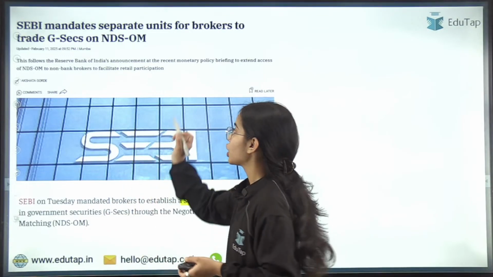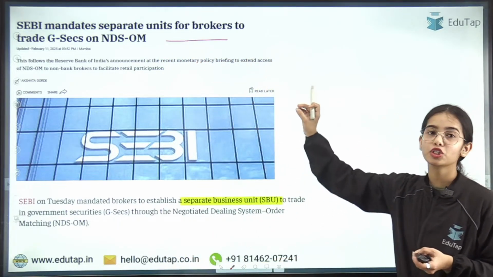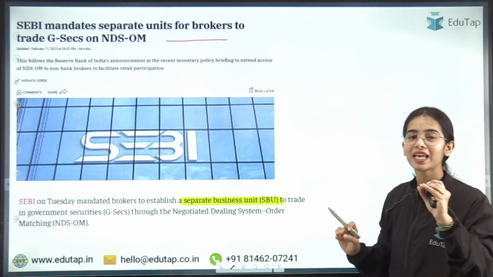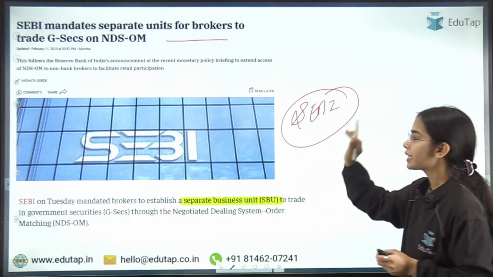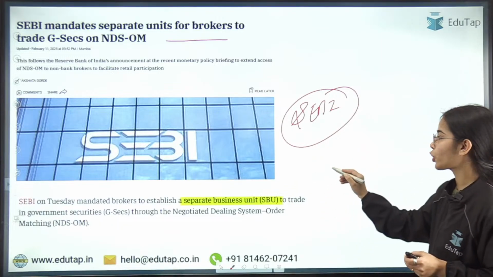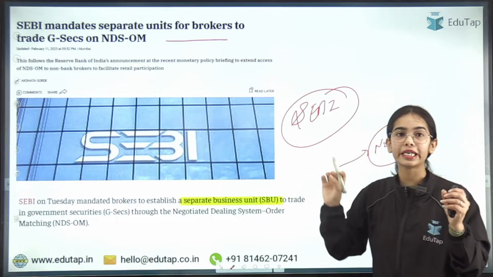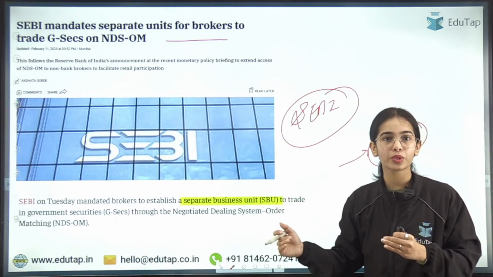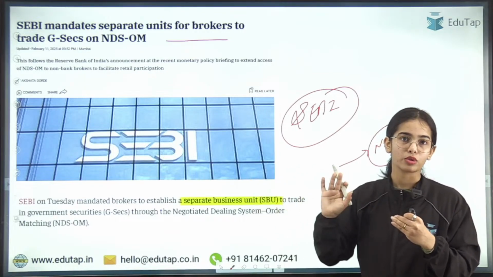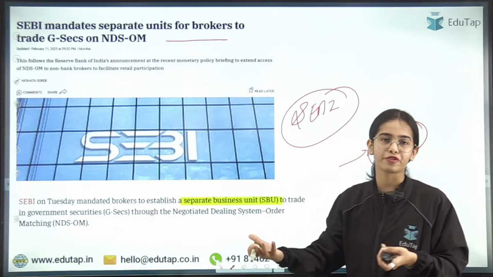So let's discuss this. SEBI mandates separate units for brokers to trade government securities on the NDS-OM platform. So the Securities and Exchange Board of India has directly said that if the stockbroker wants to access the NDS-OM platform, then the stockbroker needs to open a separate business unit that will have a different account and keep different books and different accounts, okay?